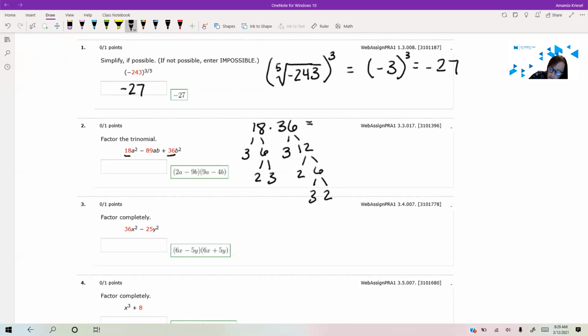Okay, so the prime factorization of the product of 18 and 36, I have four 3s and three 2s. So that would be 2 cubed times 3 to the fourth. The nice thing about having this prime factorization is now I kind of have a method for making a list.